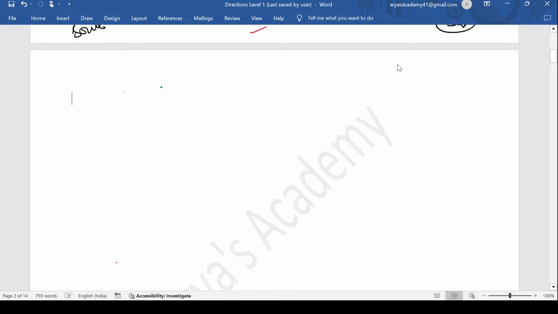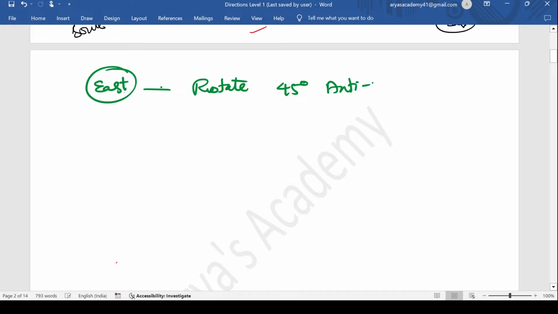I'll ask the questions on the same concept and you have to answer it. So my question is, I am facing east, and I have to rotate 45 degrees anti-clockwise. I'll be facing which direction? Slowly I'll increase the complexity. Initially you answer this question. I am facing east, and you have to rotate 45 degrees anti-clockwise.